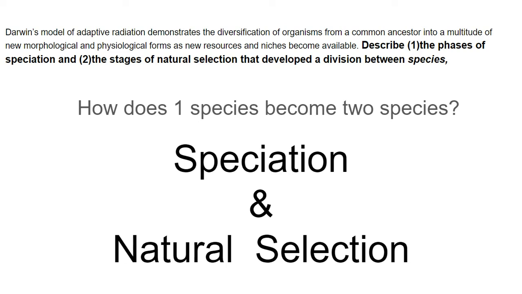So, as he's sailing around the world, he'd be at a mainland and then he'd find these islands and he'd be like, hey, these kind of look like what's at the mainland, but the environment's a little bit different. So maybe they came from a single common ancestor, except over time they became slightly different because they live in different environments. So ultimately, what I'm going to ask you to do is to describe the phases of speciation and the stages of natural selection that develop a division between species.